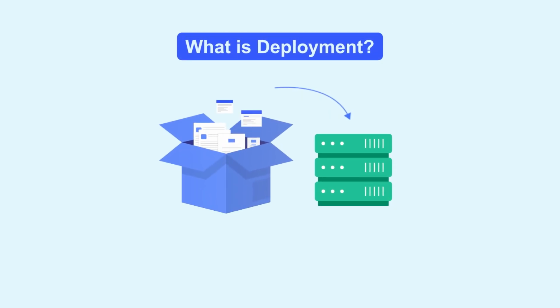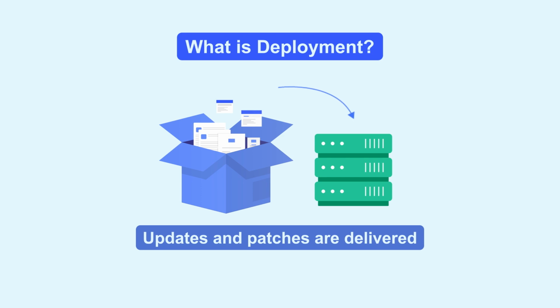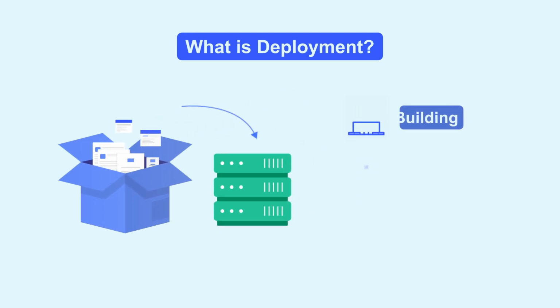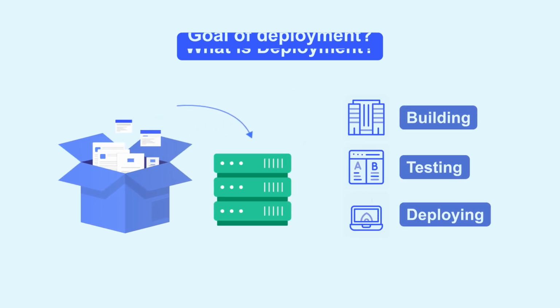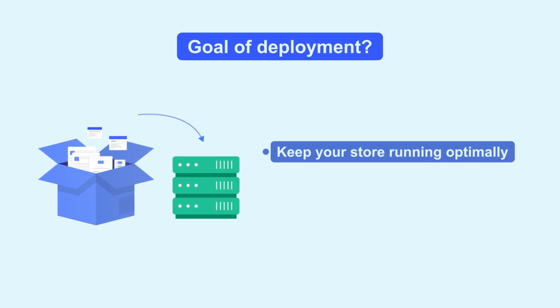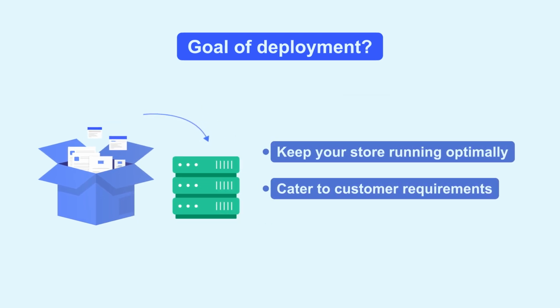Let's cover the basics. What is deployment? Deployment is the method where updates and patches are delivered to end users. It includes building, testing, and deploying new code. And the goal of deployment? To keep your store running optimally and to cater to customer requirements.